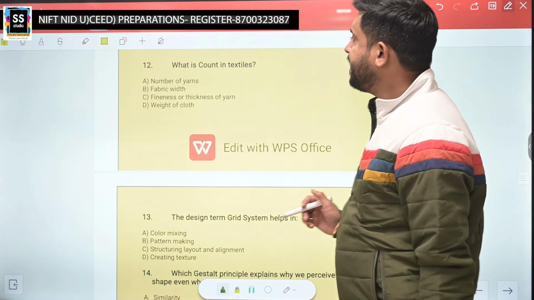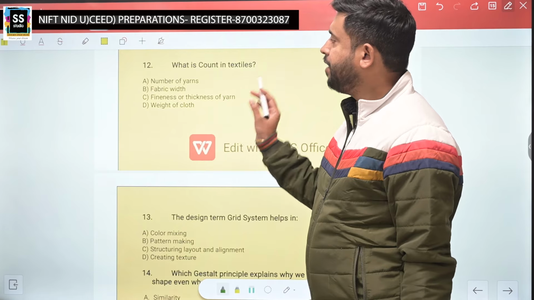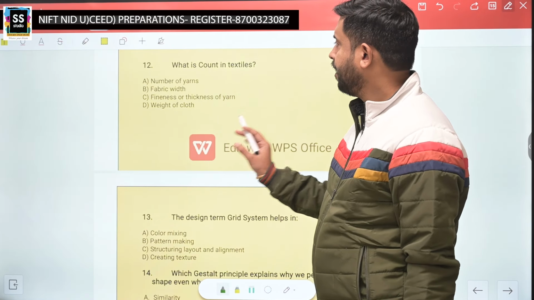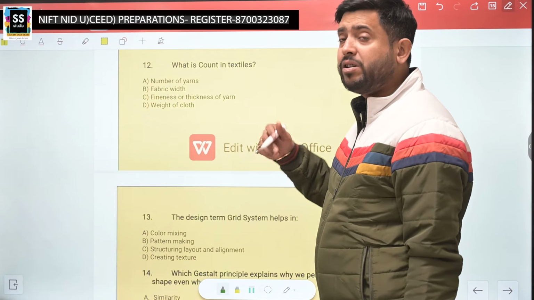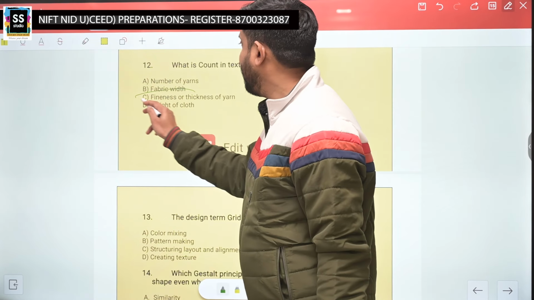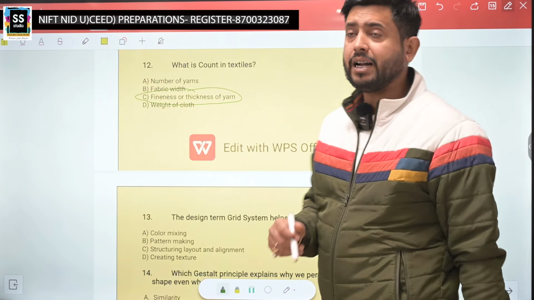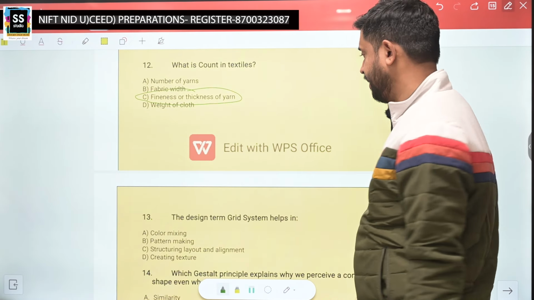Moving forward, what is count in textile? Number of yarns, fabric width, fineness or thickness of yarn, and weight of cloth. So the count in textile is fineness and/or thickness of yarn. That is considered count in textiles.